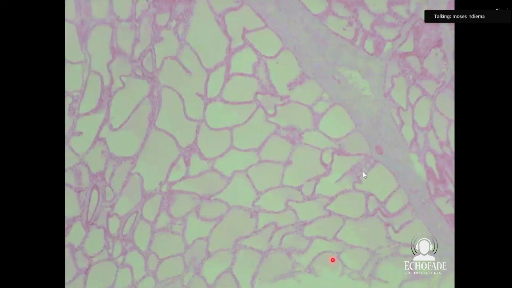This is the mammary gland with the septa. These are the alveoli. This is the intralobular duct, and the alveoli are lined by simple columnar epithelia. Now, the actual secretion of the mammary gland is in two types. We have the merocrine type of secretion, and we have the apocrine type of secretion.